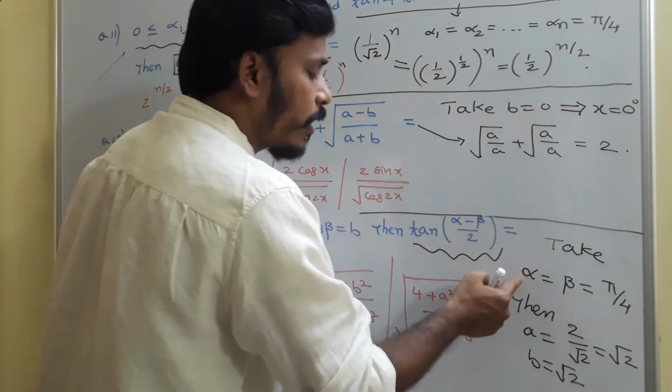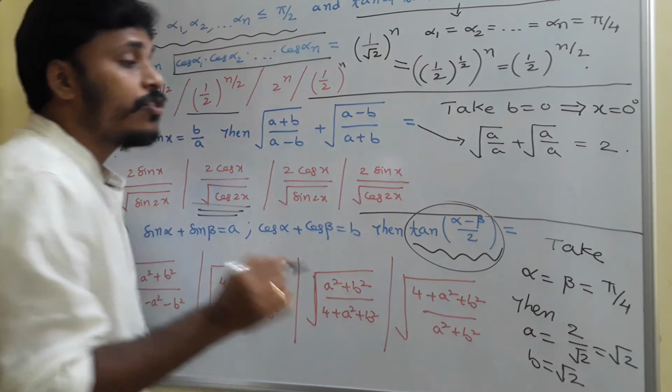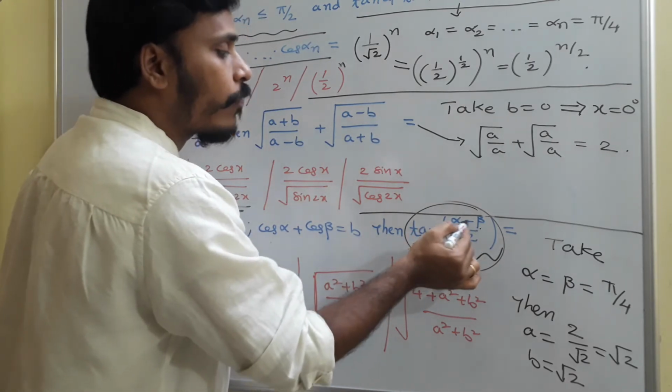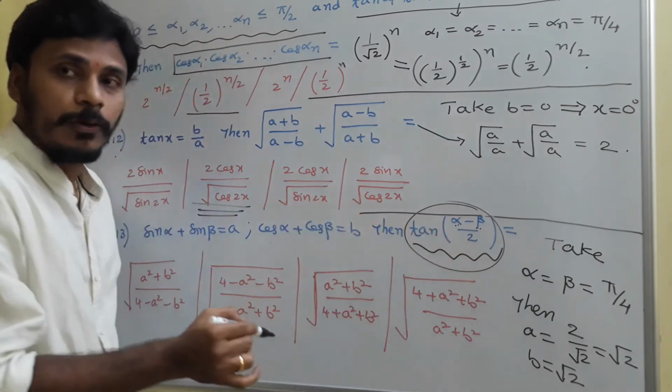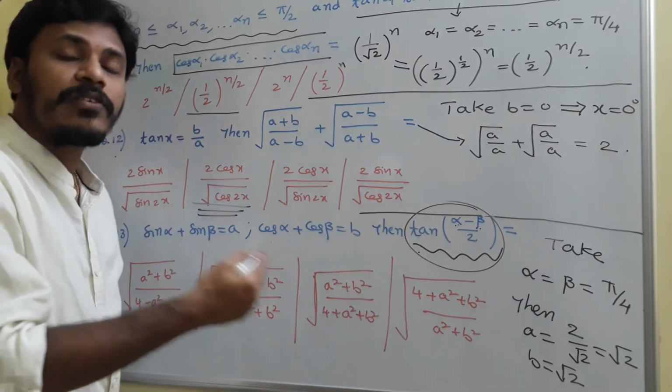Since alpha and beta are equal, alpha minus beta is 0. So this value is 0. Are you accepting? Yes. So alpha and beta are equal, alpha minus beta is 0, tan 0 is 0. So we need to choose one option among these two which gives us 0.